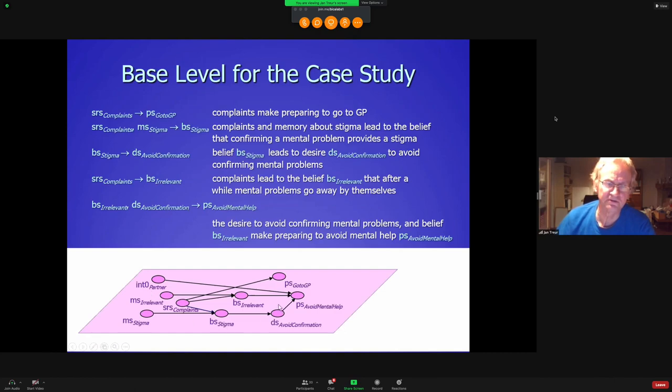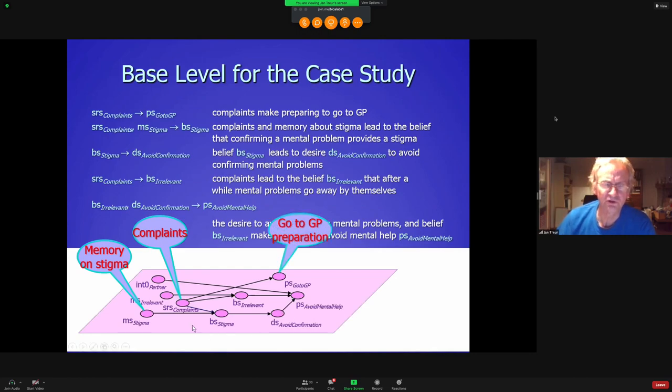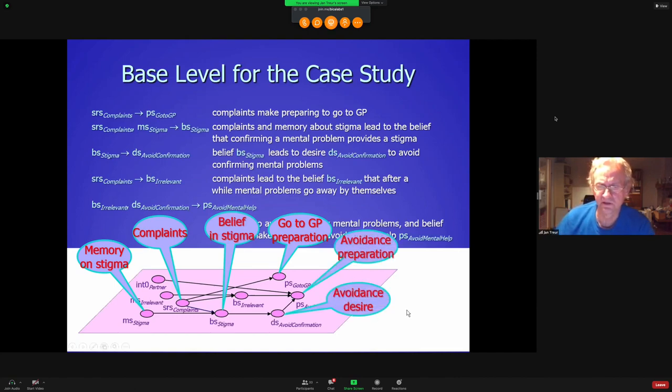So that's the general idea, and here there are some explanations of certain connections. These memories on stigma are an important issue. These complaints are an important step, and we will also make a simulation of it later. And then the belief in stigma will also play a main role. And then we have these avoidance things. There are interventions. In this level, there is one intervention of a partner who tries to suppress this avoidance reaction a bit. She tries to get him to accept to go to a mental health option.